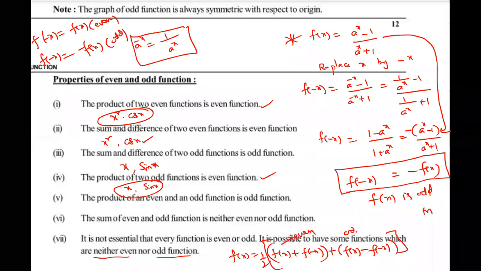Even function, odd function. The matrix side is that every square matrix can be written as the sum of a symmetric matrix and a skew symmetric matrix. Here also every function can be written as the sum of an even and an odd function. So please add this point.